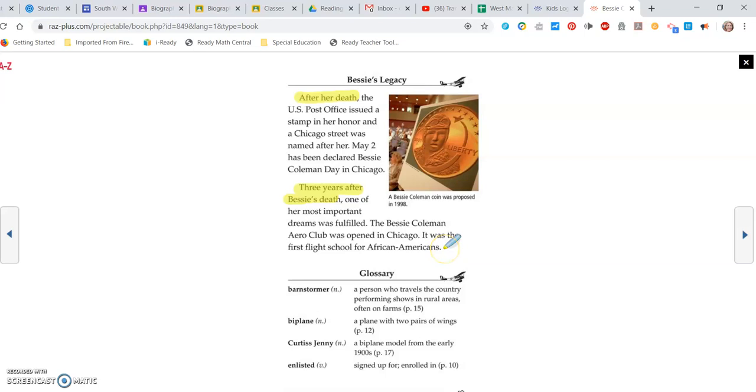So even though she didn't get to personally see that dream come true of having a school open to help African Americans learn how to fly, that actually did happen. So now that you have a good look at some of the transitional words and phrases within a biography, go back and try some of your own using the sheet to help you.